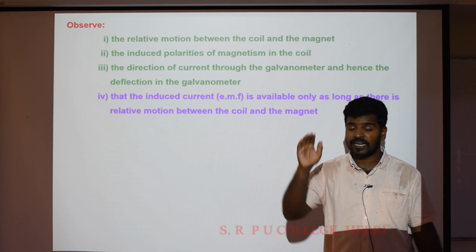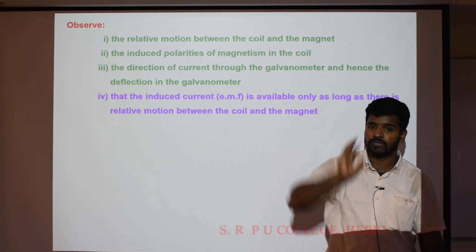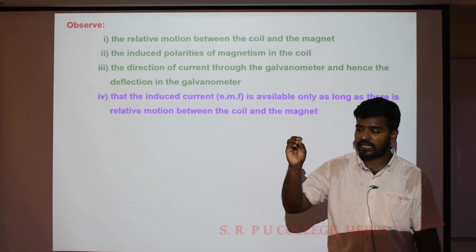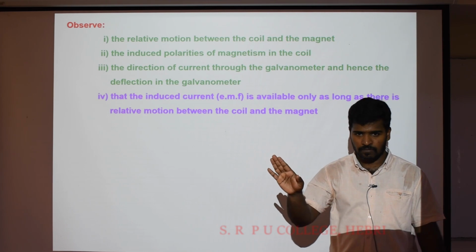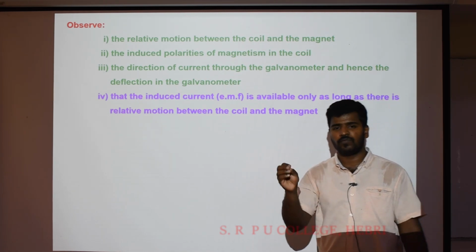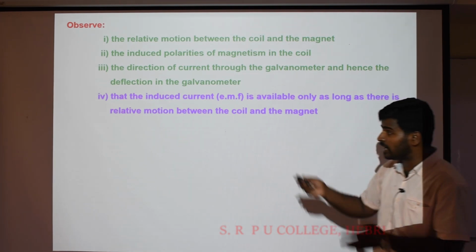But when the magnet is held stationary inside the coil, the magnet is simply kept inside the coil, see, as the magnet is held stationary inside the coil, there is no deflection in the galvanometer. It means that if there is no deflection in the galvanometer, there is no induced current in the coil. That is how they have given it.